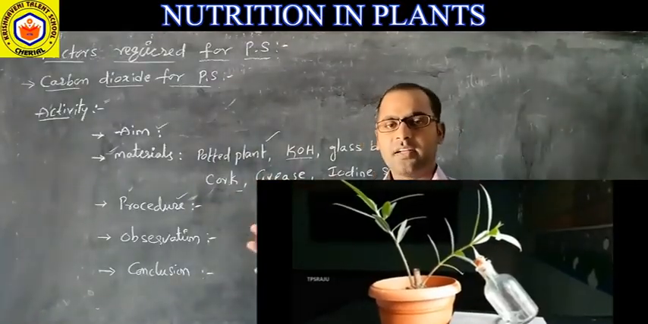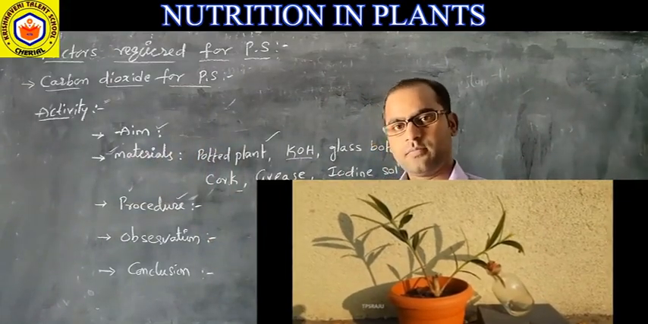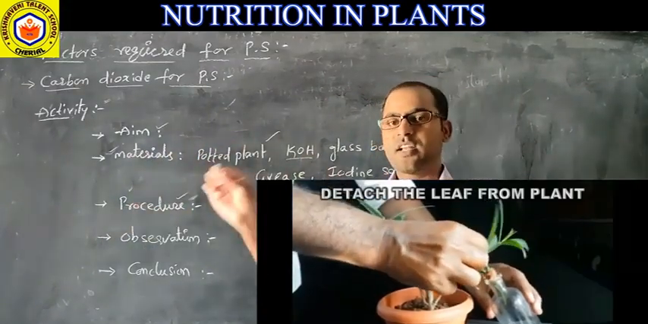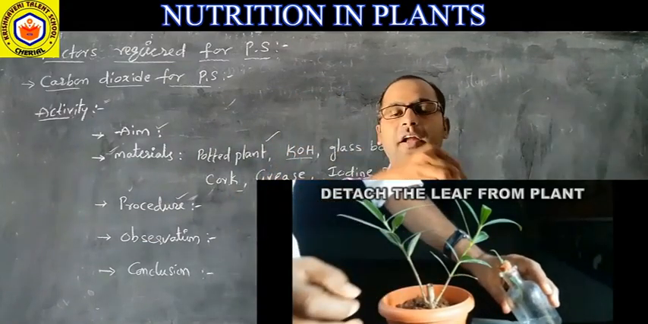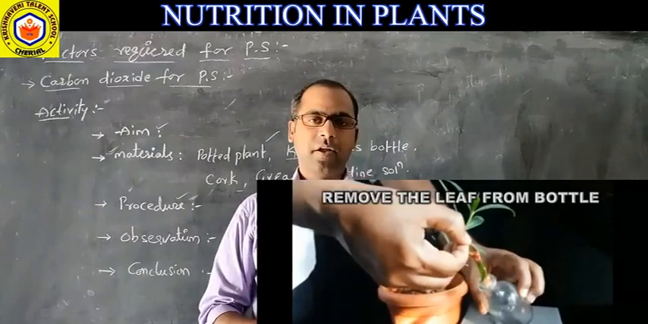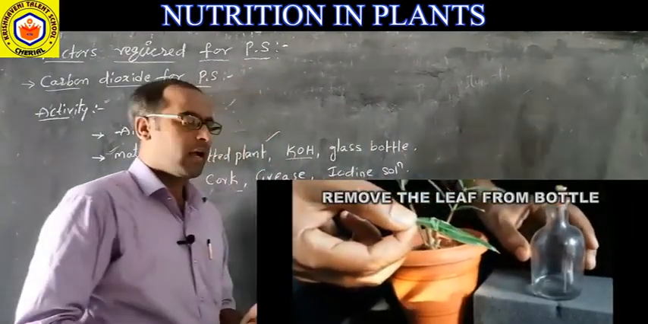The entire experimental setup is done now. Then place it in sunlight for 3 to 4 hours. After that, detach the leaf from the plant and place it in a petri dish. Then apply some iodine solution on it. Then we can observe what is going to happen.